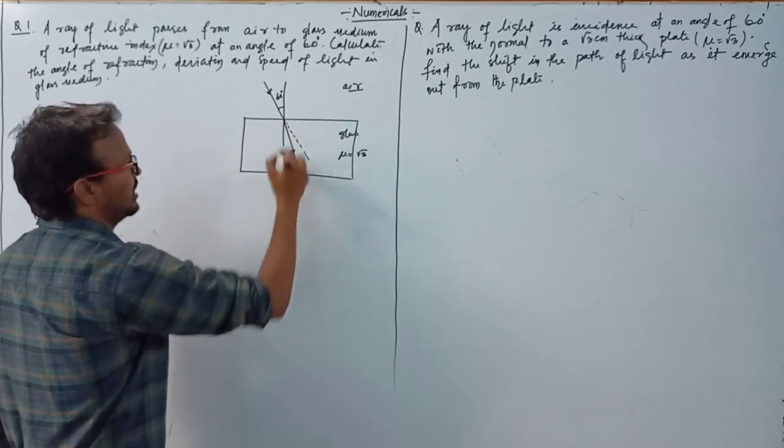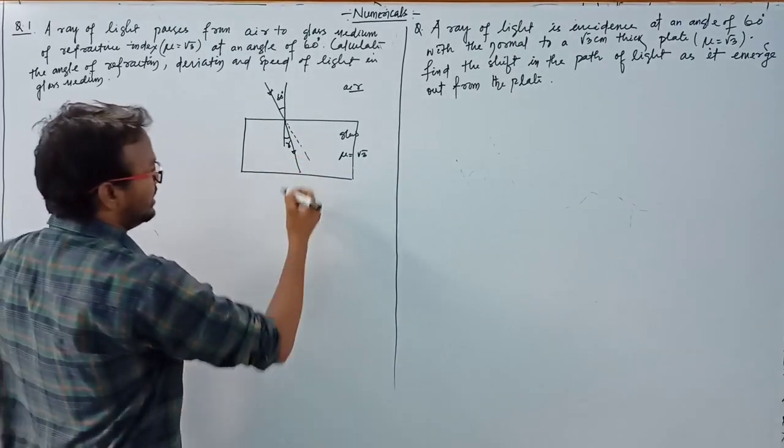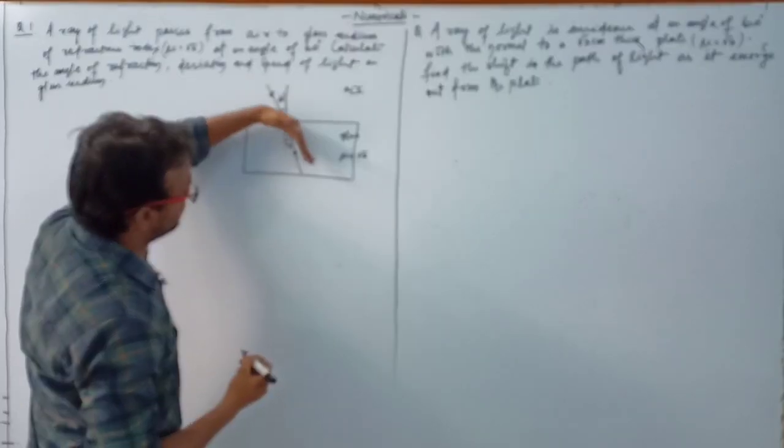So this is the refracted ray, and this angle is known as the angle of refraction, and this is the deviation, because this is the original path and the ray deviates from its original path. Suppose this angle is known as the angle of deviation delta. So we use Snell's law at point A.